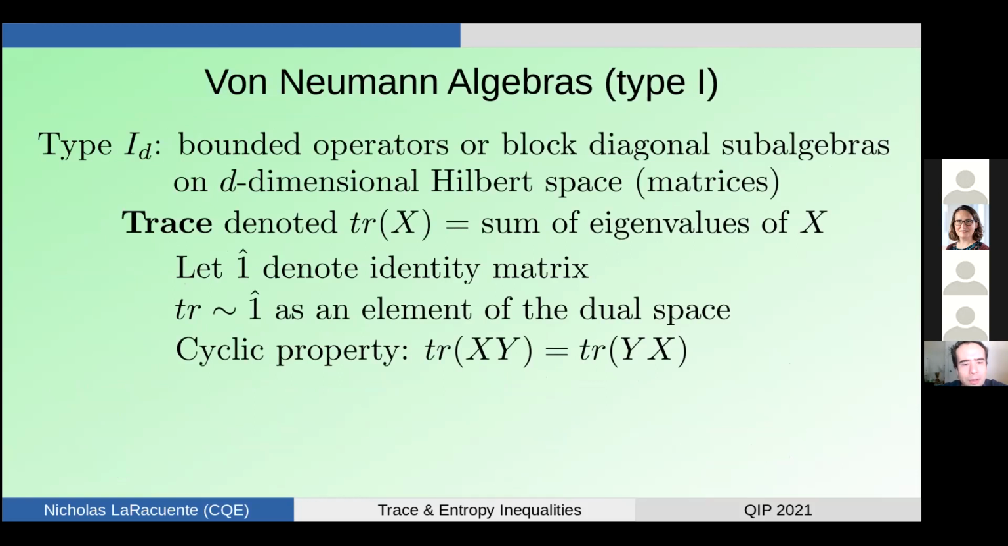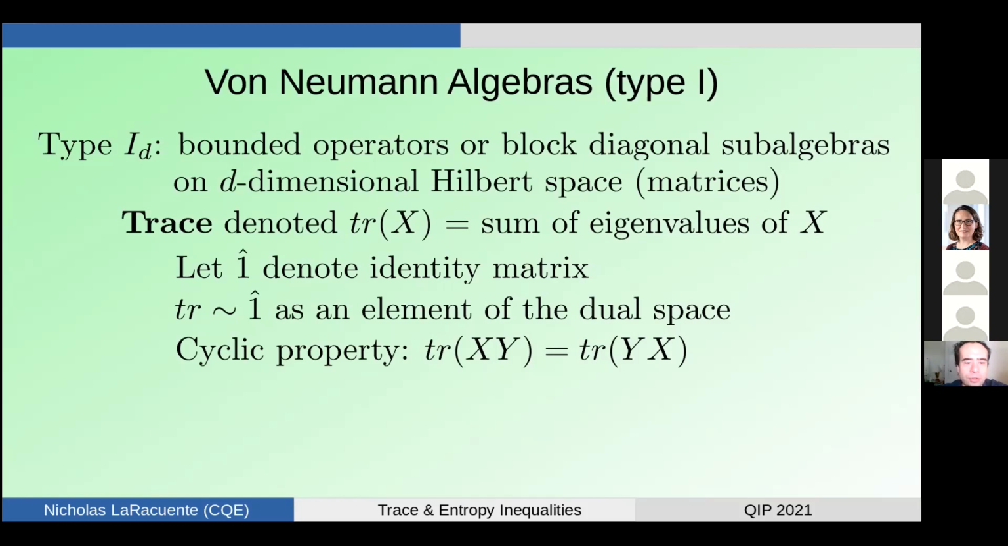In a more mathematical approach, we can think of a type I_d von Neumann algebra as bounded operators on a d-dimensional Hilbert space. We also have von Neumann algebras that are block diagonal subalgebras. These can correspond to taking a partial trace or a measurement or a partial measurement, and this will lead to an algebra that is not the full set of matrices on the Hilbert space, but is this restricted set that will have a block diagonal structure.